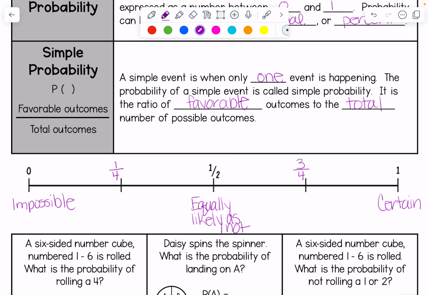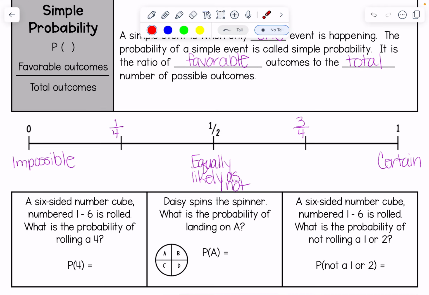What we've looked at is some simple probability, which is just when one event is happening. The probability of a simple event is called simple probability, and it's our ratio of favorable outcomes to total outcomes. And that word favorable just means outcomes that meet the criteria of what you're looking for.